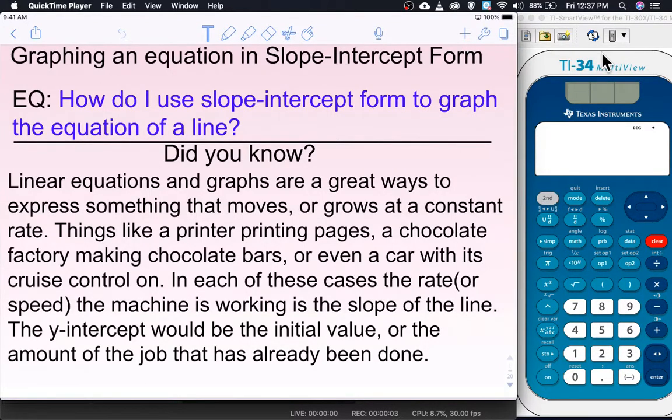Hello and welcome to this lesson on graphing the equation of a line from slope-intercept form. So the whole point of this lesson is to get a bunch of practice on how to graph a line that's in slope-intercept form, and even some lines that are not written in slope-intercept form. How do we graph those lines? Okay, so this is all about graphing.